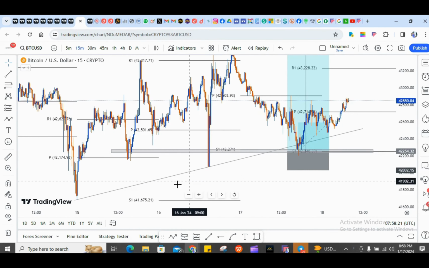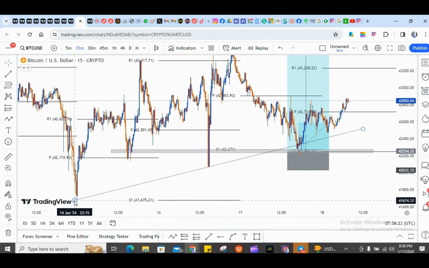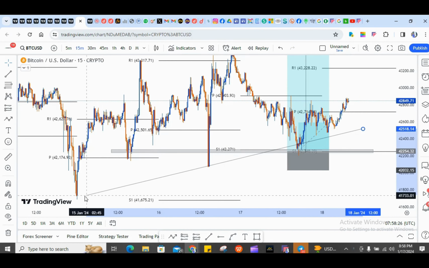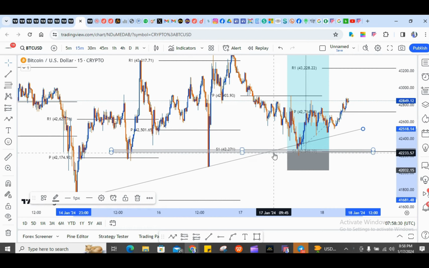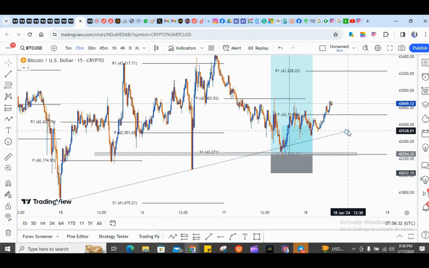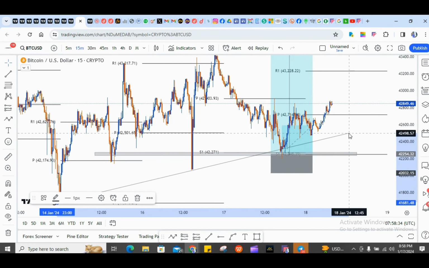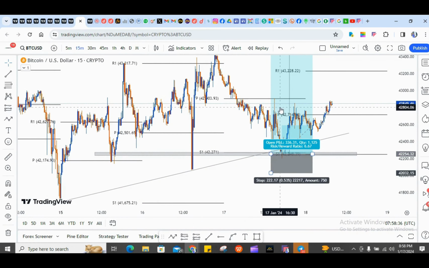If you notice, I marked my trend line from here. As you can see, look at it from here. I marked my trend line from here. All right. To this point. This was where price was, around this part.